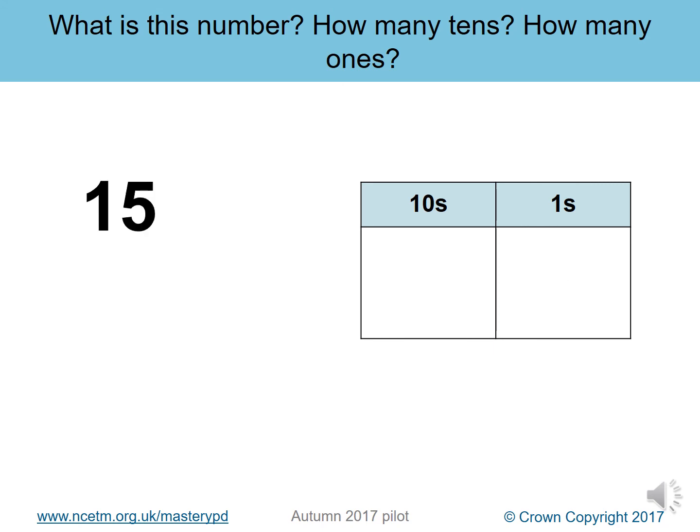What about now? How many 10s, how many 1s? We've got 1 10 and 5 1s this time. So we've got our 10 and that 0 is holding that 5 in place for our 1s. So 1 10 and 5 1s. What about now? Number 19. How many 10s, how many 1s? So we have 1 10 and 9 1s.